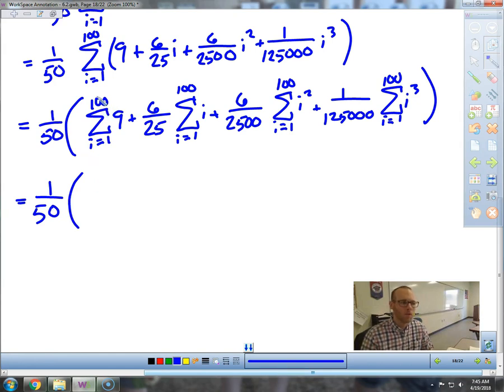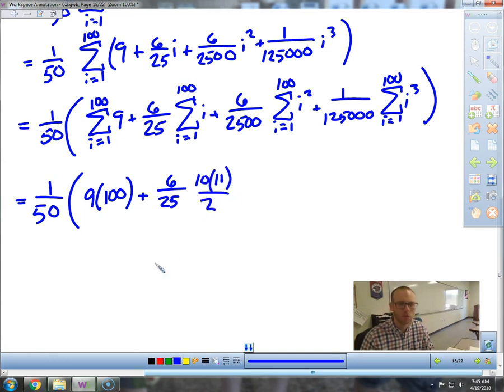Sum from 1 to 100 of 9, that's our constant. Remember, we can just take our constant times our upper bound n. That's going to give us 900. Here we have 6/25ths, sum from i equals 1 to 100 of i. Our rule for that is n times n plus 1 divided by 2. And that's 5,050. We've done that one before. 6 over 2,500, sum from 1 to 100 of i squared.